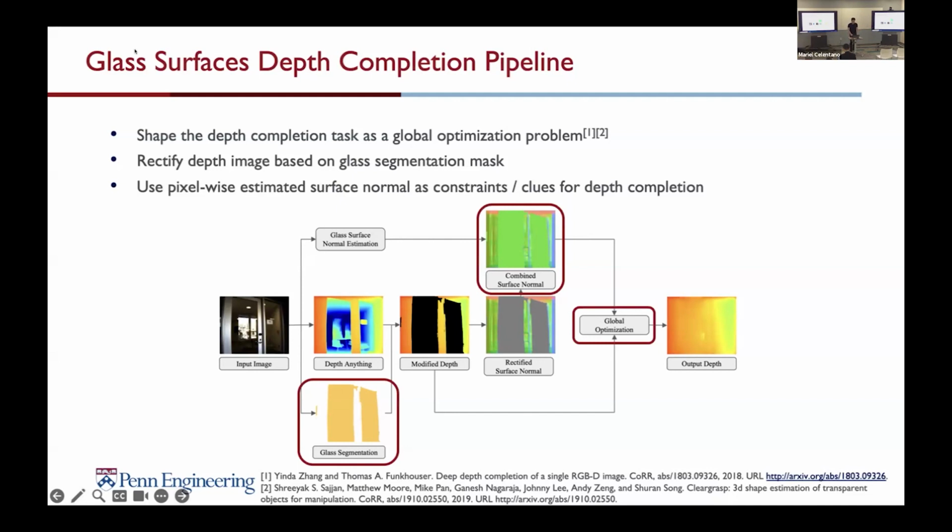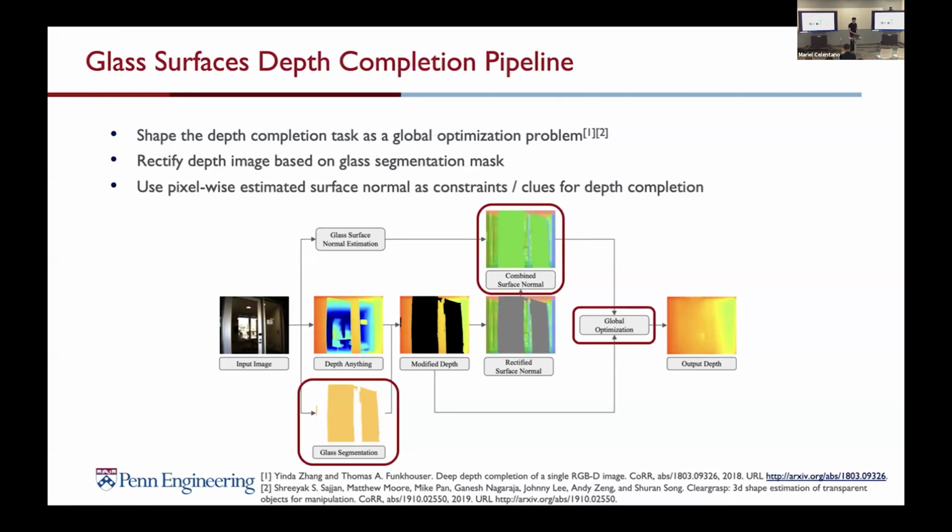Another important component of this pipeline is the glass surface normal estimation network. Given a polarization image, we're trying to estimate the surface normal for the glass region. And we'll combine the estimated normal for the glass and the surface normal derived from the modified depth, and we can get the combined surface normal image.